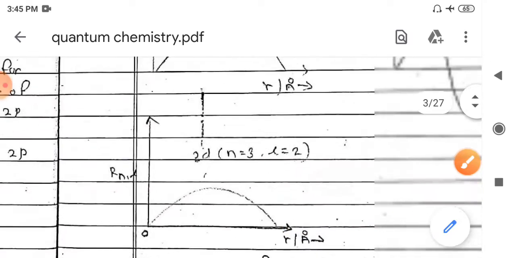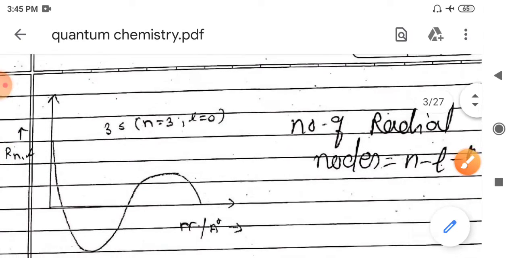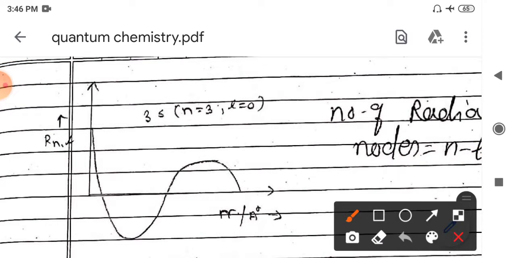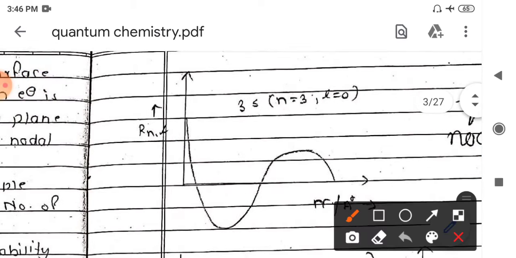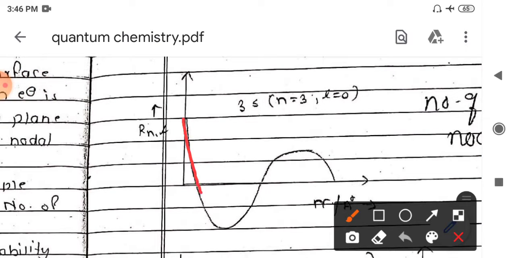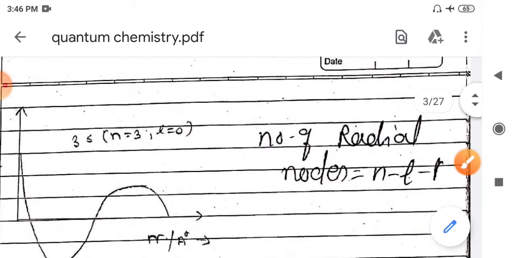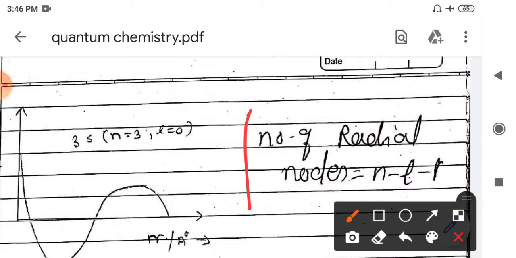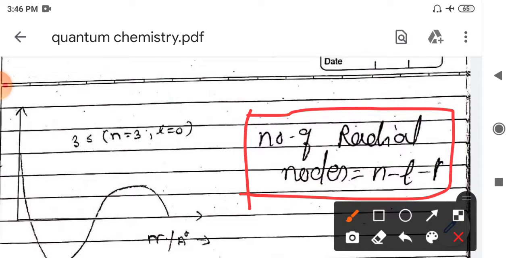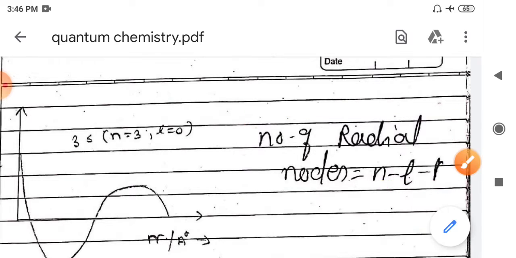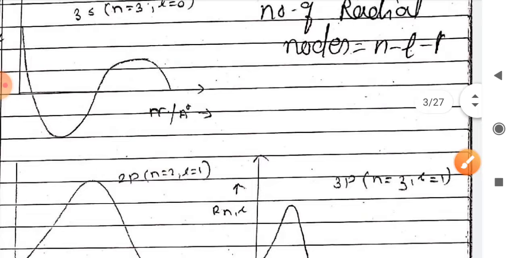Next is the 3s orbital. For 3s orbital we have the initial maximum value, then the first node is here, then it increases again, then the second node is obtained here, and lastly it reaches 0. In order to find the number of radial nodes we use the general formula n minus l minus 1, where n is the principal quantum number and l is the azimuthal quantum number.